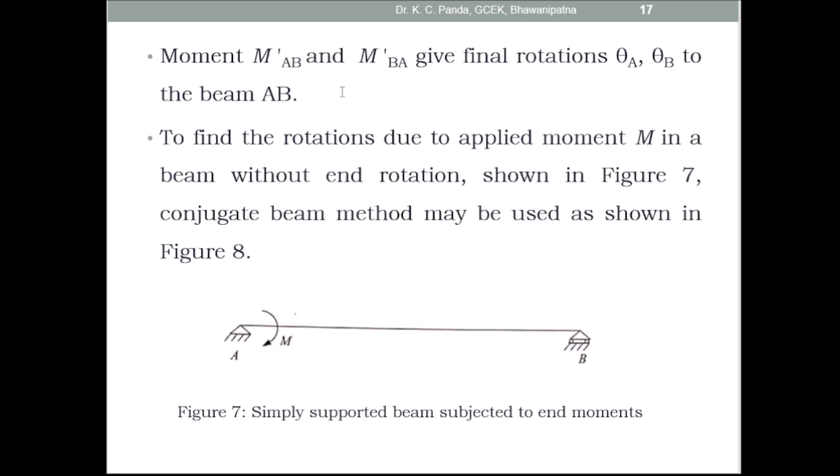The moments M dash AB and M dash BA give the final rotations theta A and theta B to the beam AB. To find the rotations due to an applied moment M in a beam without end rotation, shown in figure 7, this is the figure. Here the moment is acting at A. To find out the rotation, we consider the conjugate beam method.